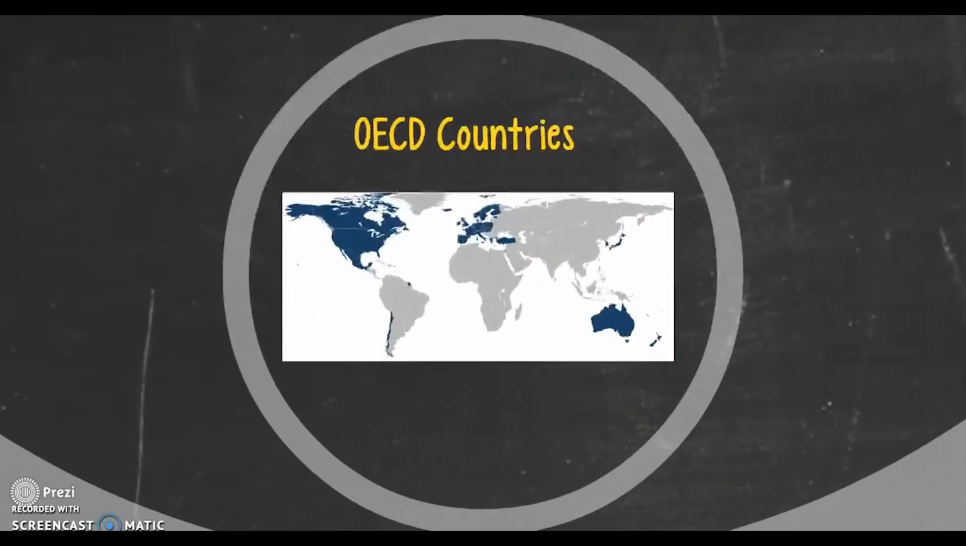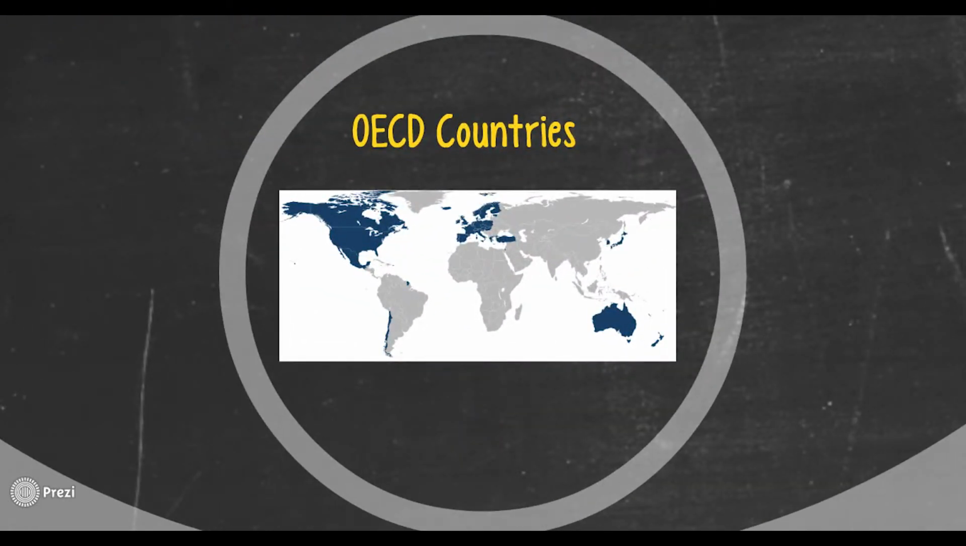The OECD is the Organization for Economic Cooperation and Development, which is an intergovernmental economic organization with 35 members. It was established in 1960 to stimulate economic growth and world trade. And on this map, you see all the member nations.